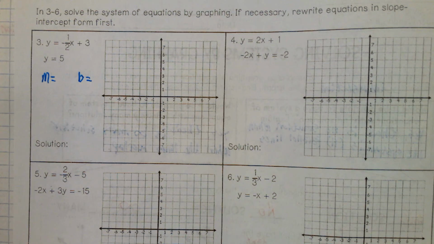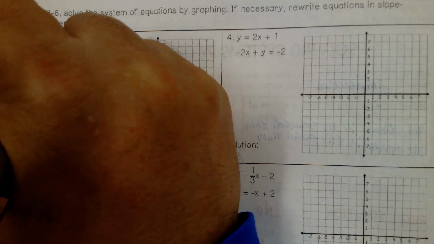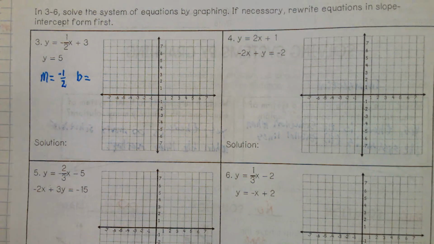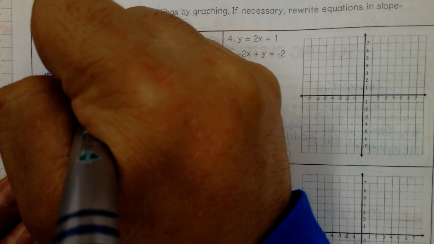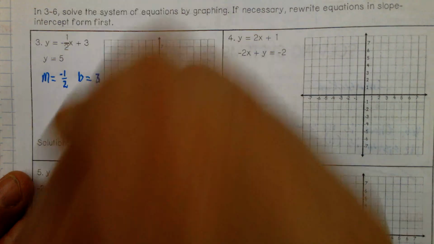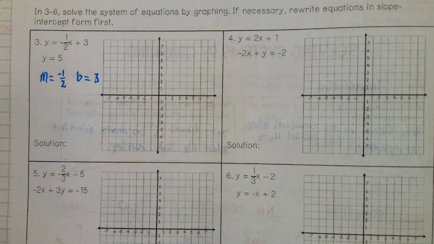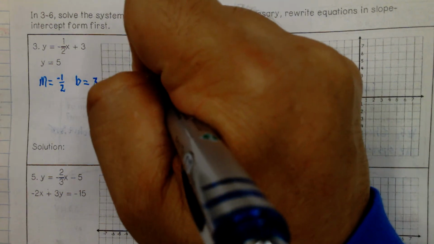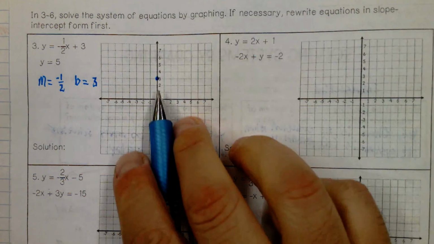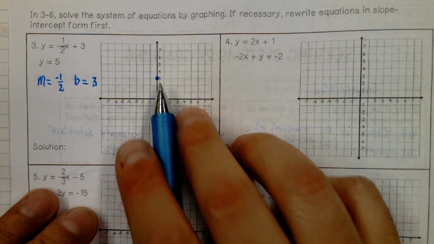Okay, what's our slope for this top equation? Negative 1/2. We already have a denominator, so we're good. What's the y-intercept? Looks like it's 3. All right. So now, let's graph. Where do we start? Looks like we start at 3. Put a point at 3. And this is negative 1/2, so we go down 1 to the right 2.